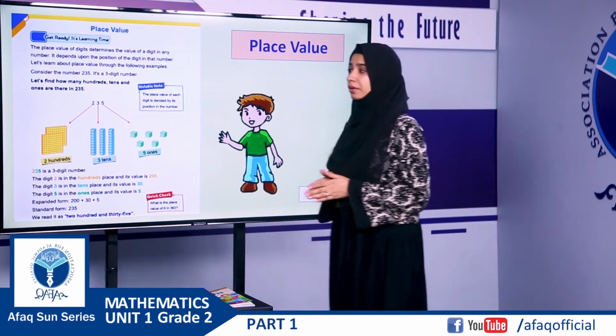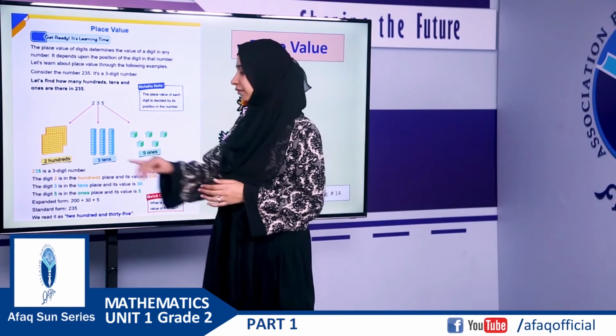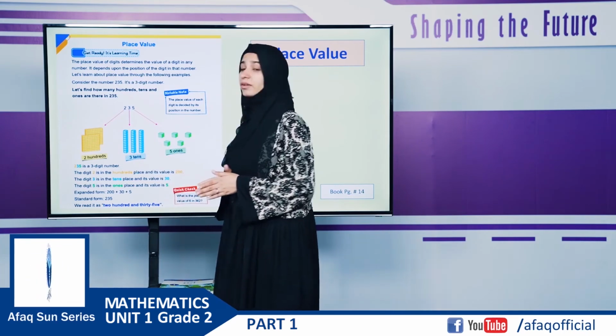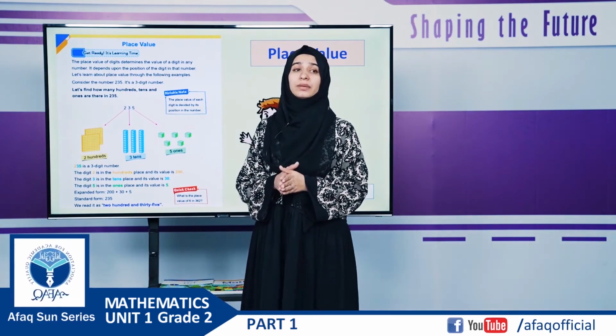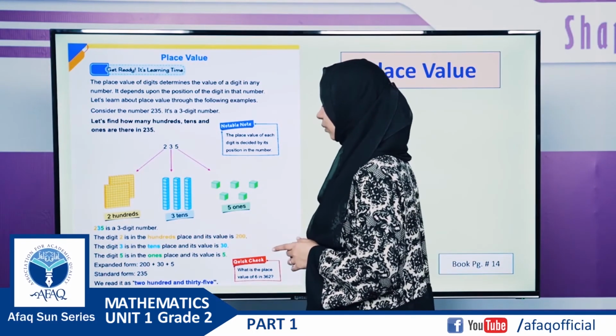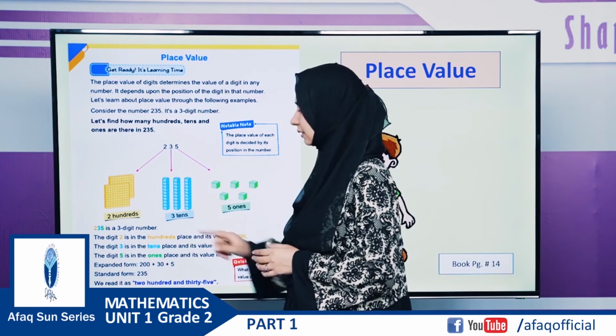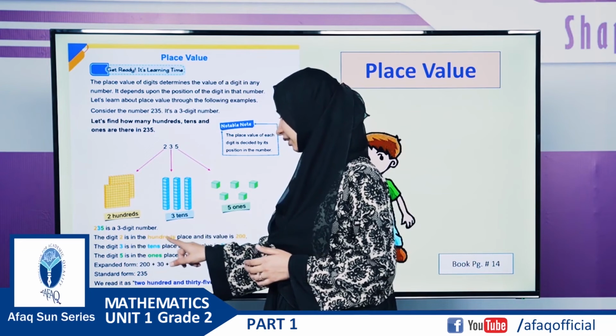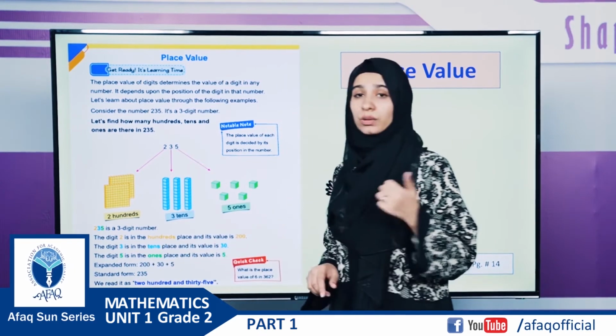On this page, we are going to learn about the place values. Here we have 200s, here we have 3 tens, and here we have 5 ones. We are going to learn about their place values. You can see that this is representing ones, this is representing tens, and this is representing 200s. The digit 2 is in the hundreds place and its value is 200.